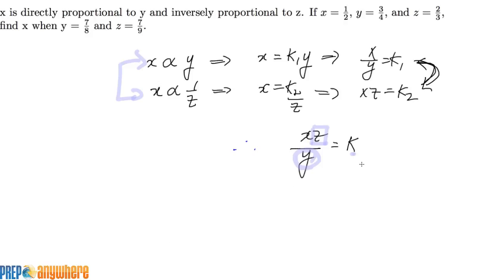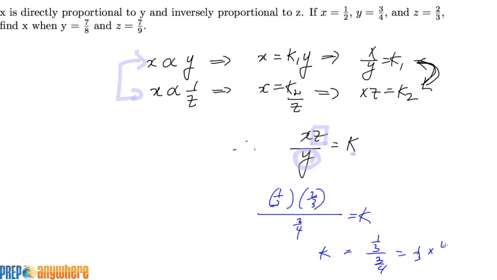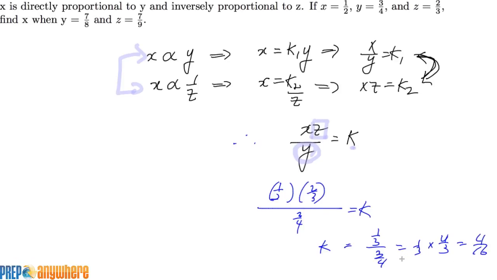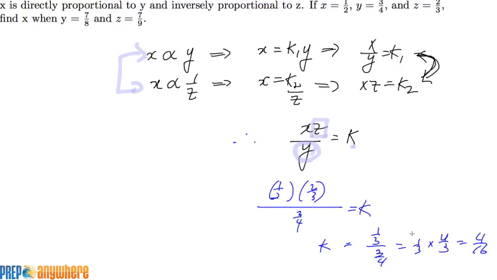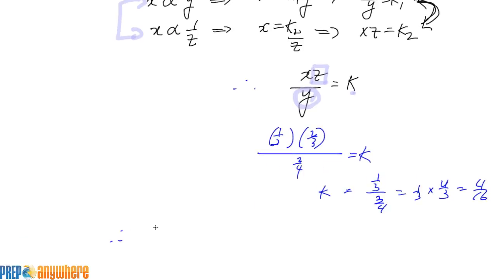Now our first goal is to find the value of k. So let's plug it in. x is half, 2 over 3, y is 3 over 4. So therefore k is 1/3 times 4 over 3, so 4 over 16. I didn't make any mistake, right? 4 over 16. So what that means is that now I know that x times z over y will always remain the ratio of 4 over 16.